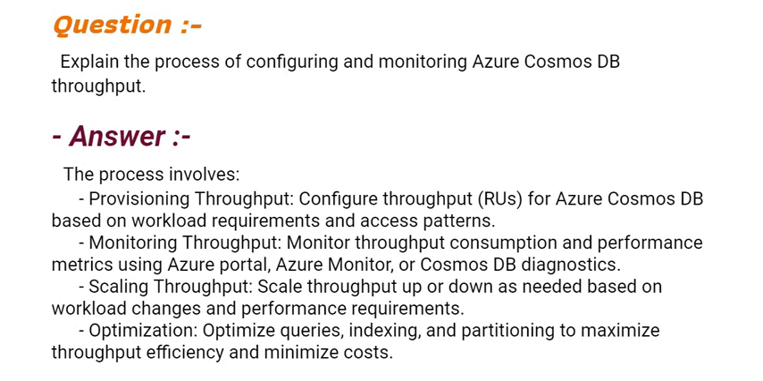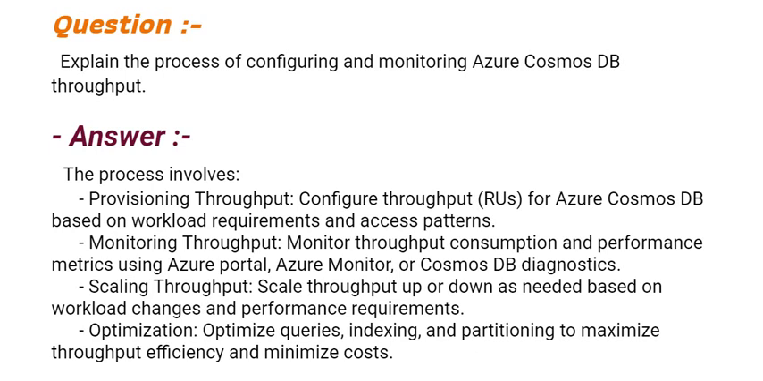Our next question is, explain the process of configuring and monitoring Azure Cosmos DB throughput. Your answer should be, the process involves provisioning throughput. Configure throughput for Azure Cosmos DB based on workload requirements and access patterns. The second one is monitoring throughput. Monitor throughput consumption and performance metrics using Azure Portal, Azure Monitor, or Cosmos DB diagnostics.